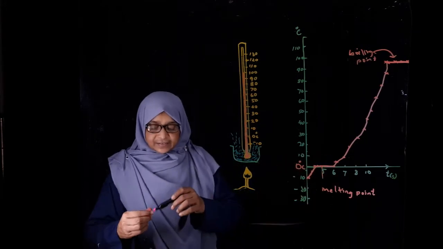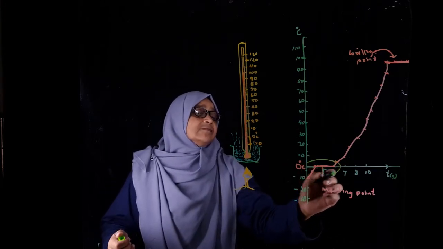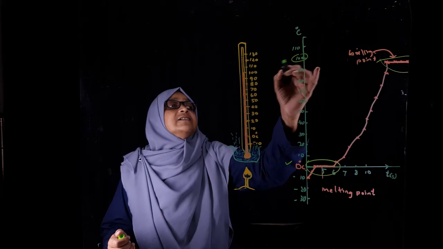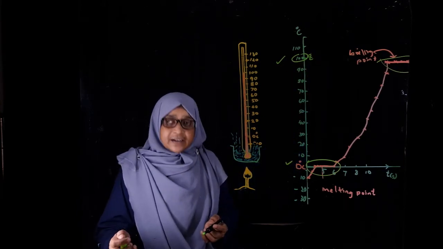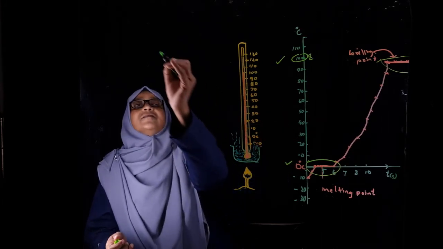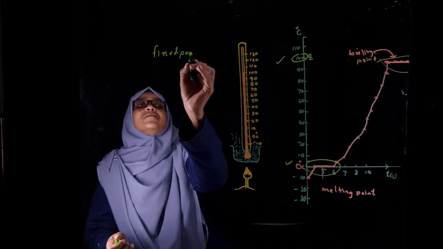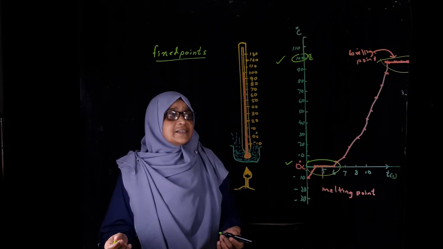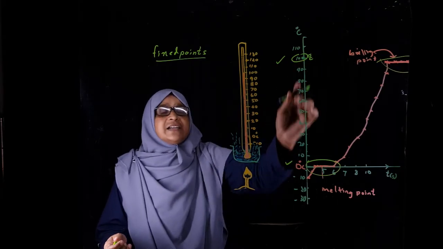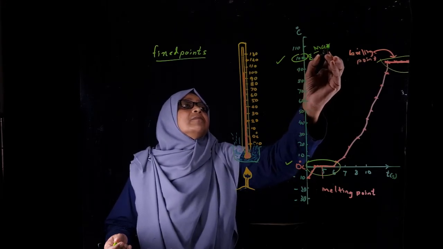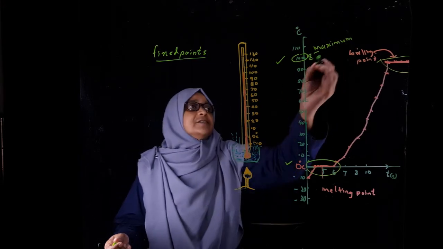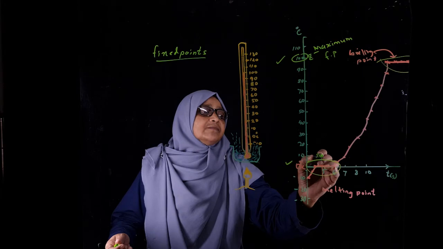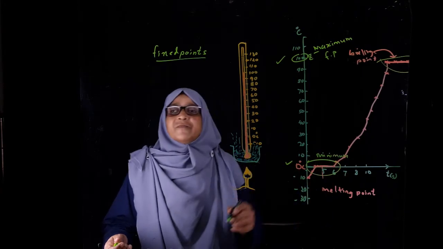These definite temperatures, this 0 degrees Celsius and this 100 degrees Celsius, are considered as the fixed points. These are fixed temperatures. So, they are considered as the fixed points. This 100 is the maximum fixed point. And this 0 degrees Celsius is the minimum fixed point.